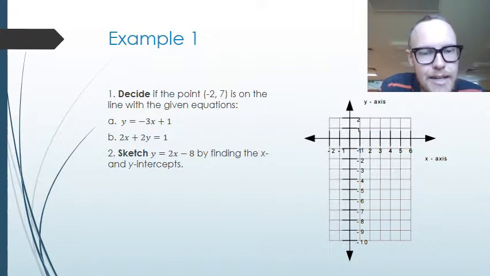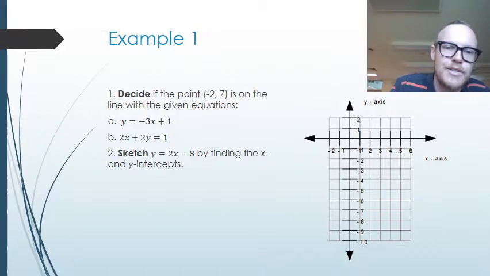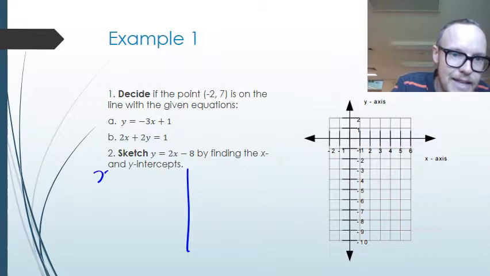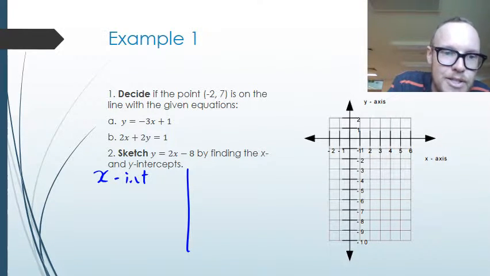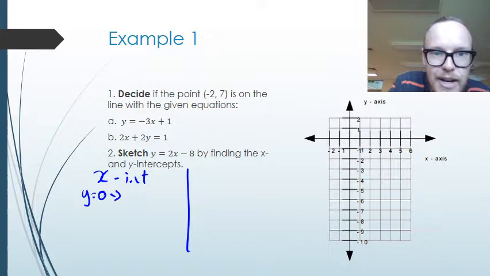Our second example here is to sketch this by finding the x and y intercepts. So let's firstly find the x-intercept. In order to find the x-intercept, what we know about the x-intercept is that it is when y equals 0. So we can say y equals 0, and we can substitute that into our equation.